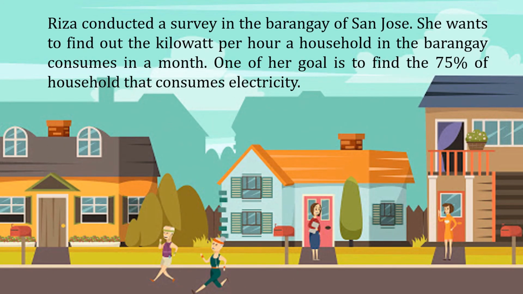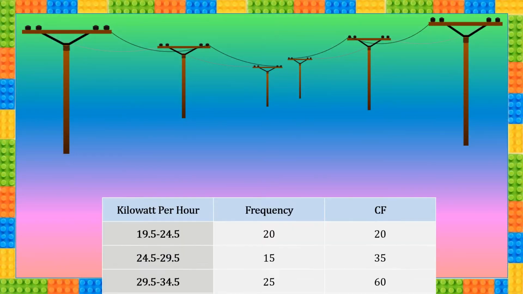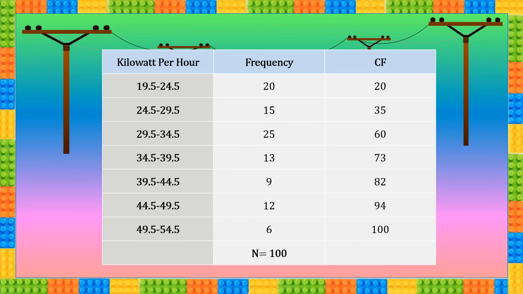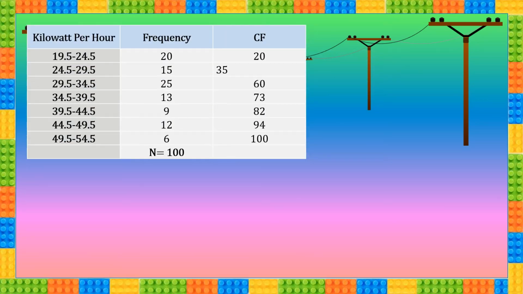Riza conducted a survey in the barangay of San Jose. She wants to find out the kilowatt per hour a household in the barangay consumes in a month. One of her goals is to find the 75% of the household that consumes electricity. The table shows the kilowatt per hour a household consumes in a month at the barangay San Jose. In this problem, we will use 3 different formulas. In the first question, what do you think is the formula we will use?